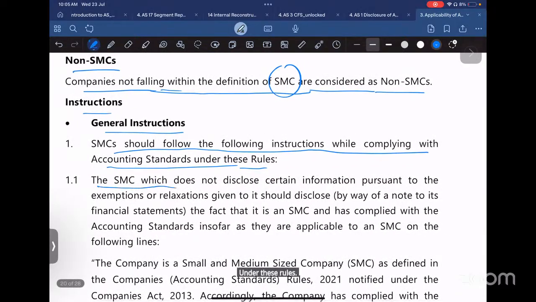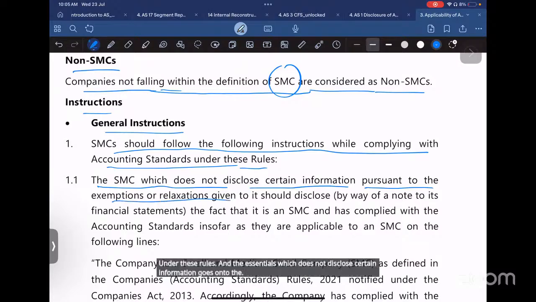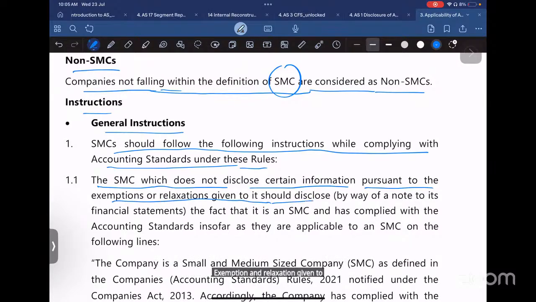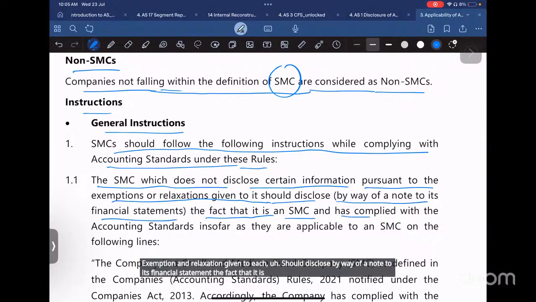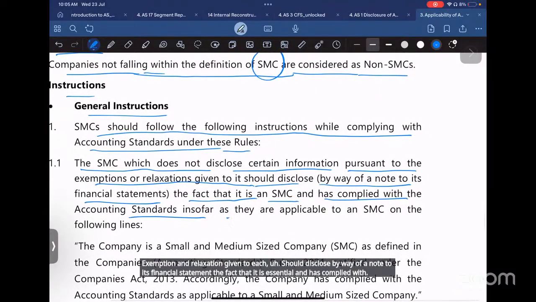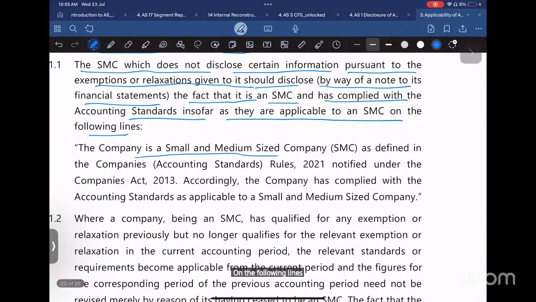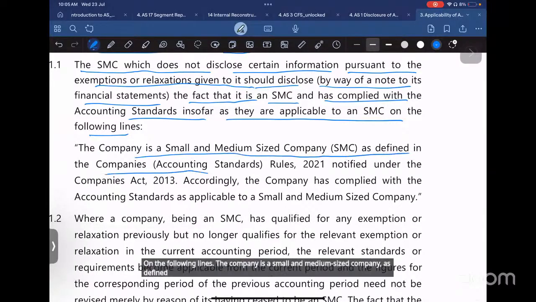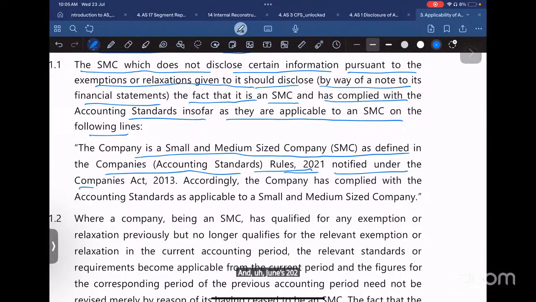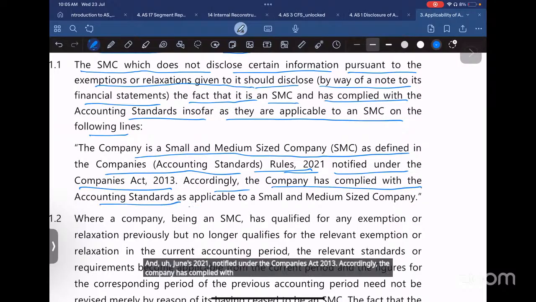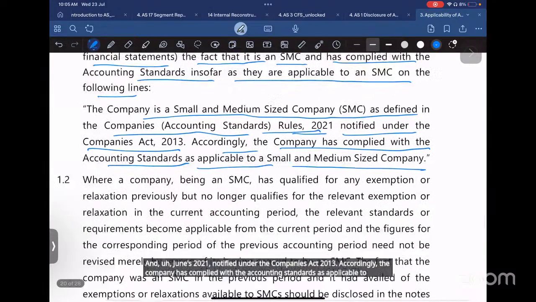An SMC which does not disclose certain information pursuant to the exemption and relaxation given to it should disclose by way of a note to its financial statements the fact that it is an SMC and has complied with the accounting standards insofar as they are applicable to an SMC on the following lines. The company is a small and medium-sized company as defined in the Companies (Accounting Standards) Rules 2021, notified under the Companies Act 2013. Accordingly, the company has complied with the accounting standards as applicable to SMCs.